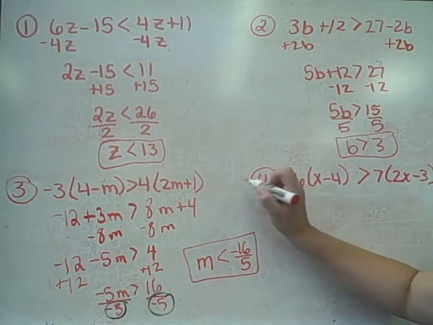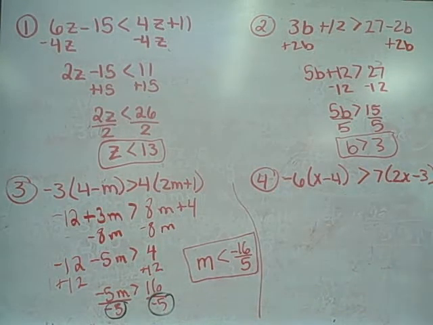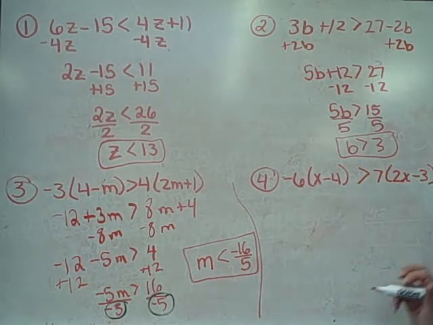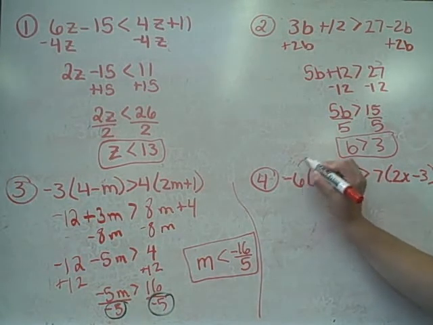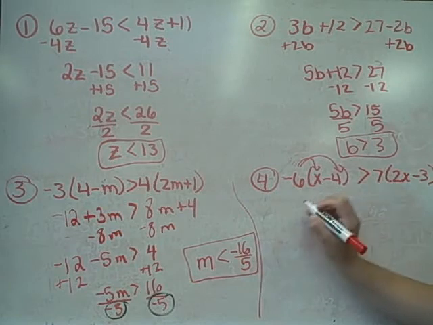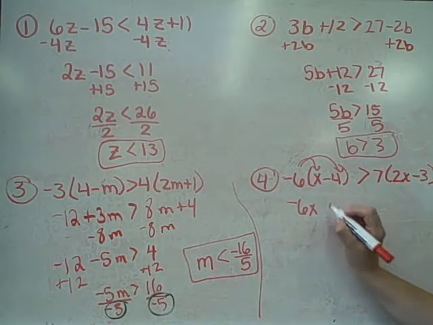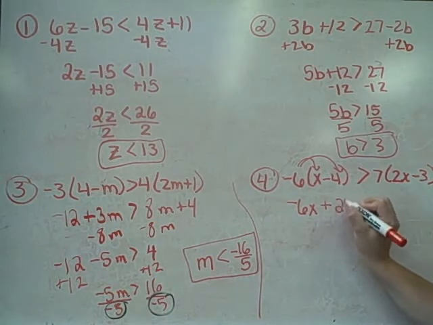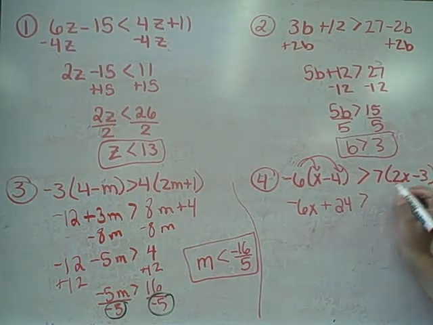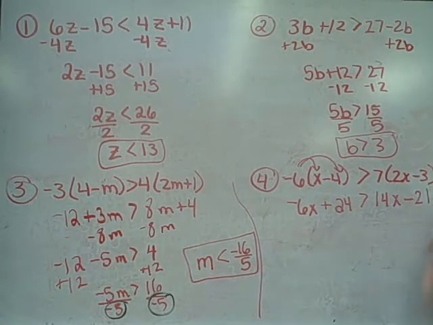Okay, let's look at number 4. I must distribute first. Okay, so if I distribute here and here, negative 6x, because this and this are both negative, I'm going to have plus 24. It's going to be bigger than 14x minus 21. Okay. Again, I put my variables on one side and my numbers on the other. Okay. I'm going to go ahead and subtract 14x from both sides.